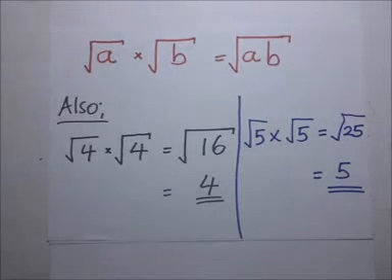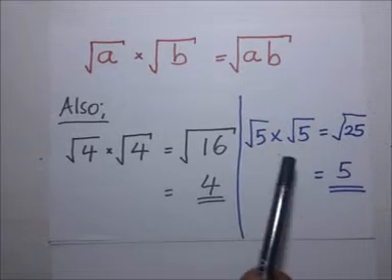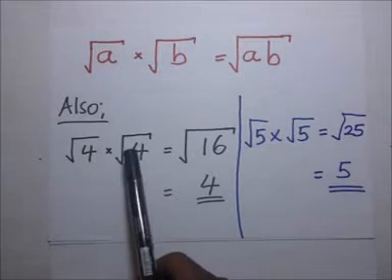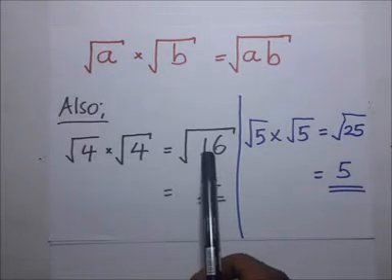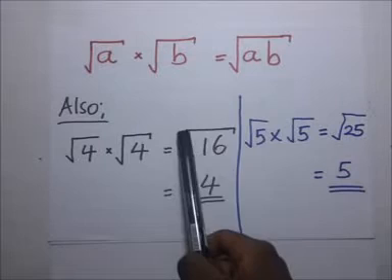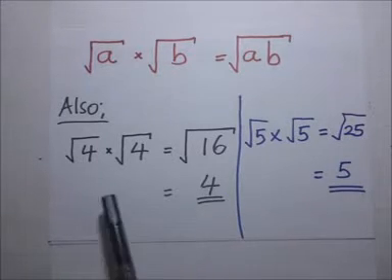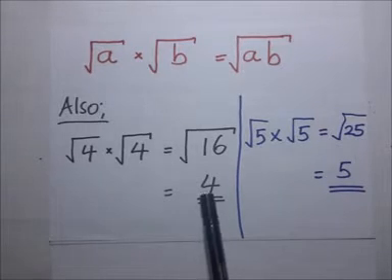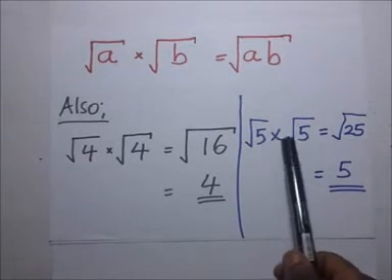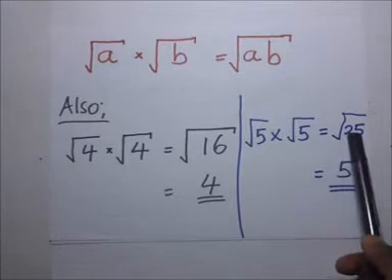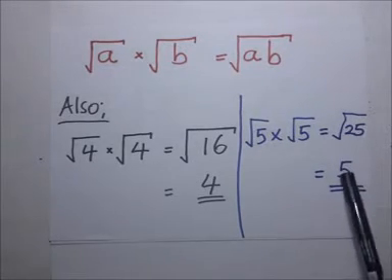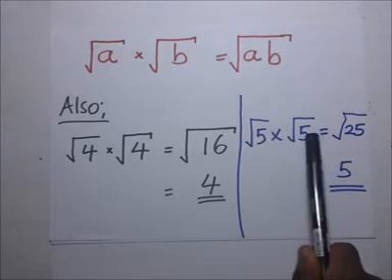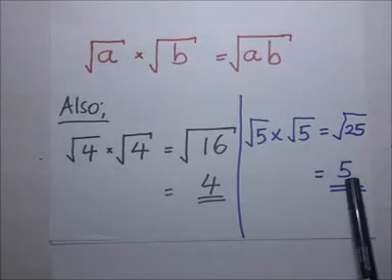Also, we look at another illustration here. The square root of 4 multiplied by the square root of 4 gives us the square root of 16, and when we find the square root of 16, our answer is 4. We were dealing with the same figure and it gave us the square root of 4's value, 4. Likewise, the square root of 5 multiplied by the square root of 5 gave us the square root of 25, and we know that the square root of 25 is 5. So when we multiplied the square root of the same number twice, we got the same number.